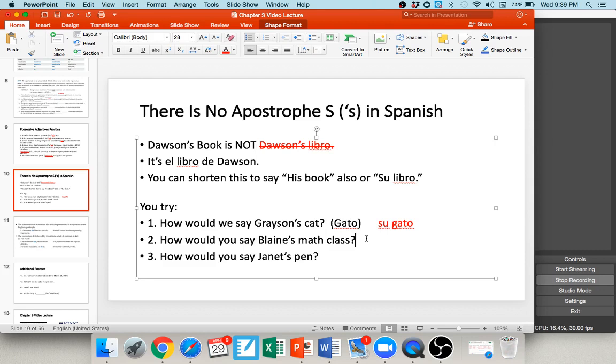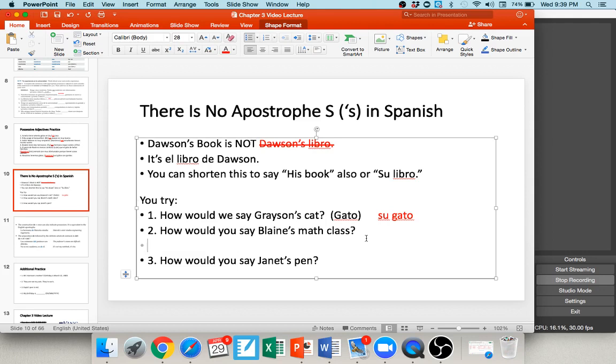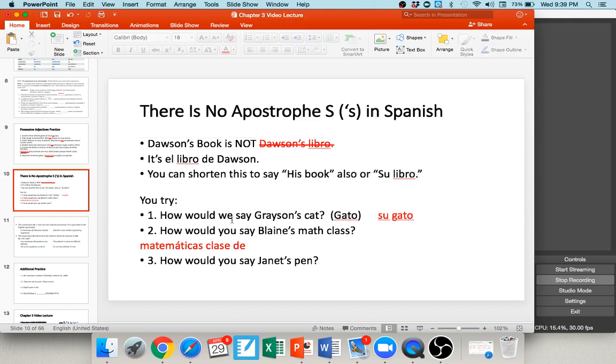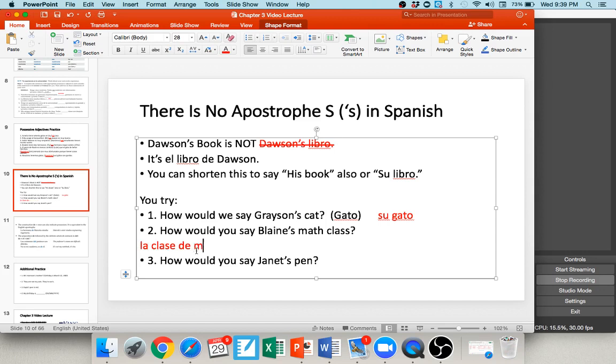Okay, number 2 tells us we're talking about Blaine's math class. So there's multiple things going on here. First, you have to figure out math class. It is not matemáticas clase. That's not right, because remember, in Spanish, everything is backwards. We say the class of math, the book of Dawson, the cat of Grayson. So in this case, this is the class, la clase, de matemáticas, of math. La clase de matemáticas, the class of math. And this is the class of math of who? Right, it's Blaine's math class. So la clase de matemáticas de Blaine.